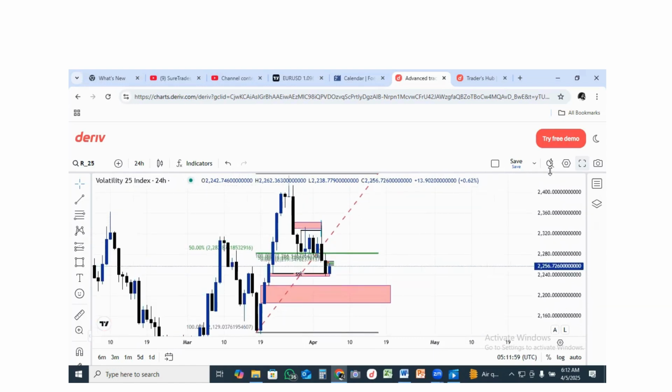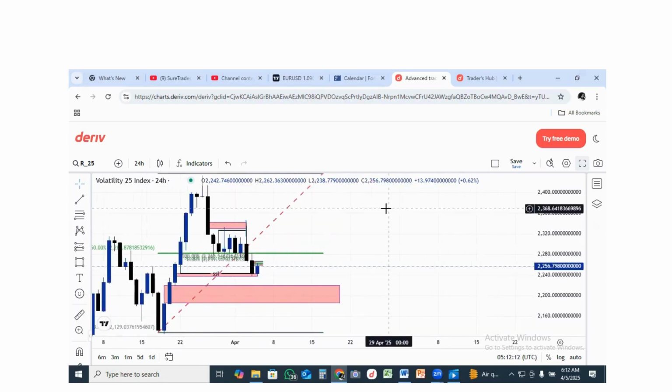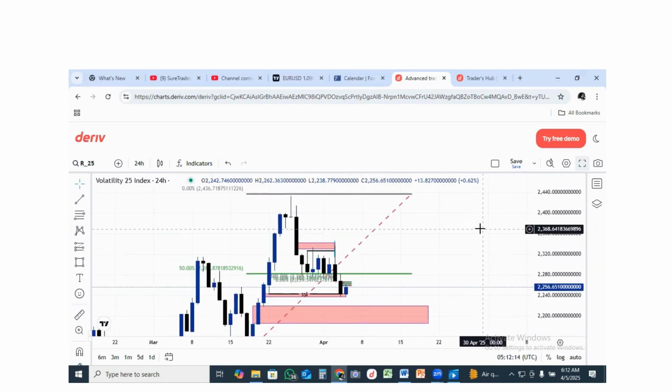Now, this is another piece of information I need to show you. Price printed this candle, and I actually bought. Why did I buy? I did a short-term buy. Now, take note of what I'm about to say. Are you ready for this information?